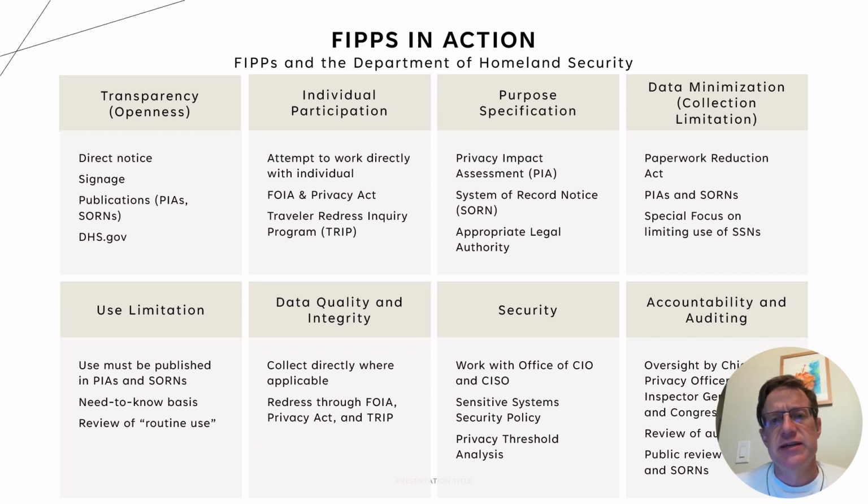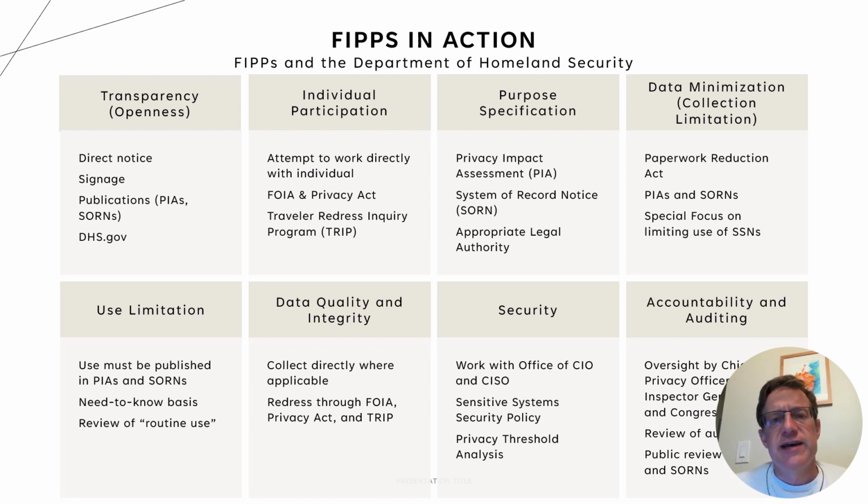Data minimization is akin to collection limitation. The department says they work under the Paperwork Reduction Act to reduce data collection and focus especially on not collecting Social Security numbers where they aren't needed, recognizing some inherent vulnerabilities in using SSNs as a unique personal identifier. Use limitation is also addressed through the PIAs and SORNs. The department does state that personal data may only be used by employees on a need-to-know basis, and the department routinely reviews, quote, routine use of private information.